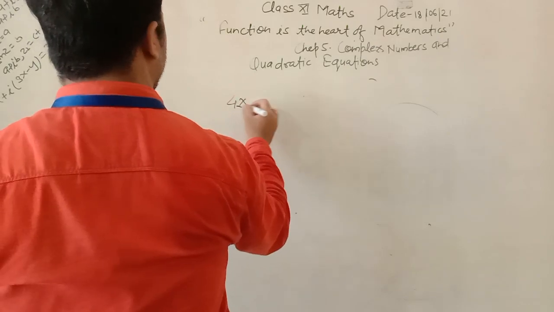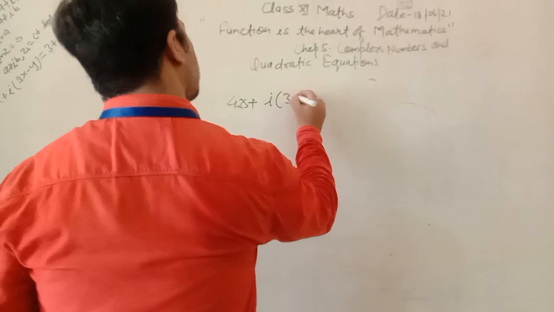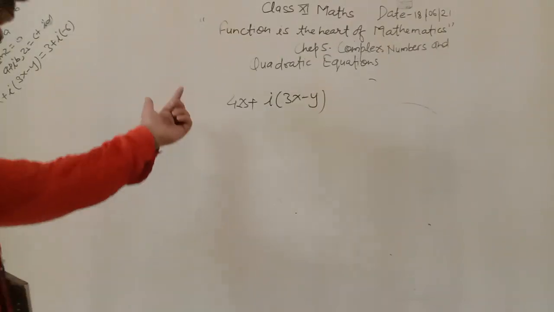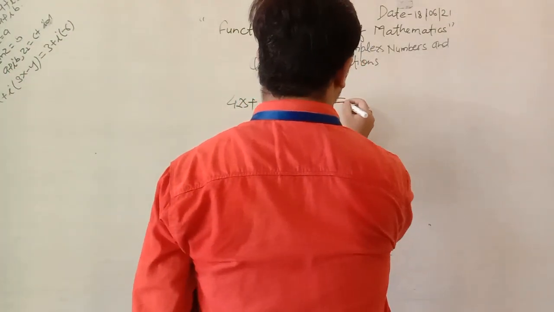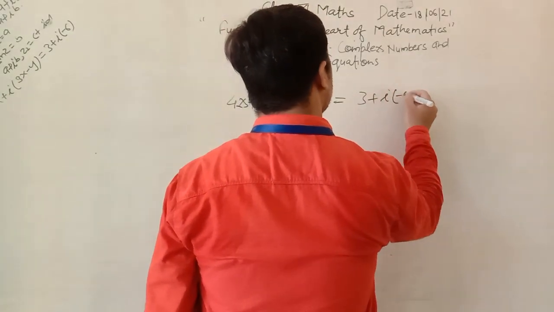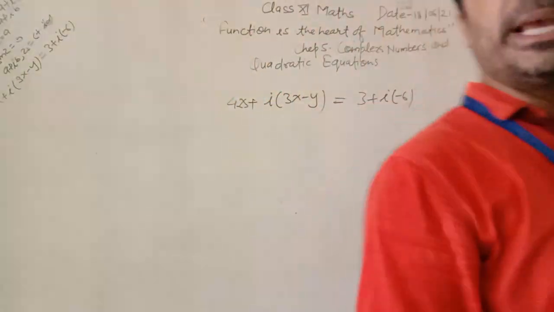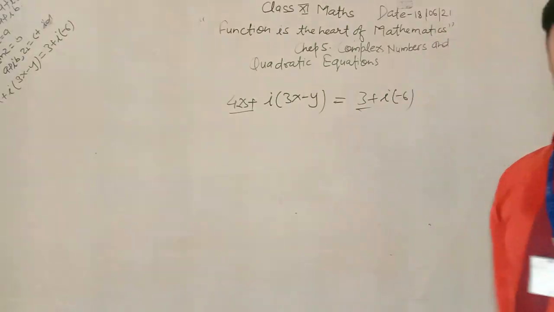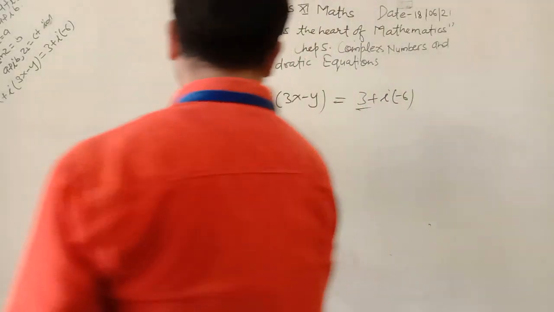Suppose it is given 4x plus i into (3x minus y), which is Z1, and it is equal to another complex number, 3 plus i into (-6). You need to find out the values of x and y here. So firstly you need to compare the real part with the real part. In the LHS, the real part is 4x.